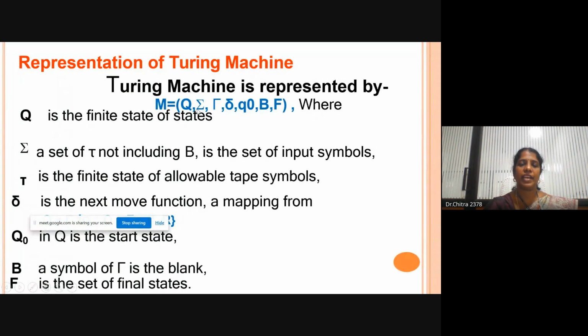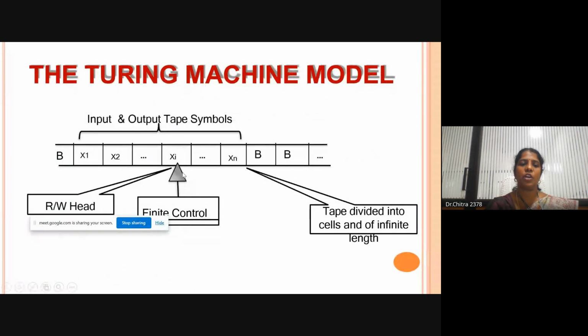Q is the set of finite states, Σ is the input symbols, and Γ is the tape symbols. What are the values available in the tape? And δ is the transition function. q0 is the initial state, and B indicates the blank, because the Turing machine allows the change of symbols in the tape, so we are considering B also. F is the set of final states. This is the model of the Turing machine.